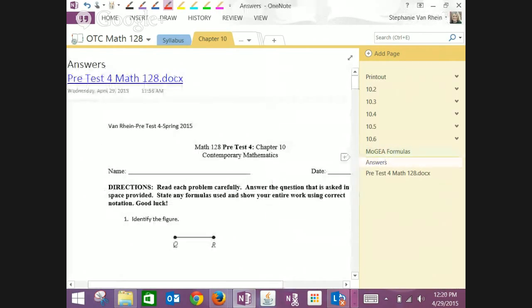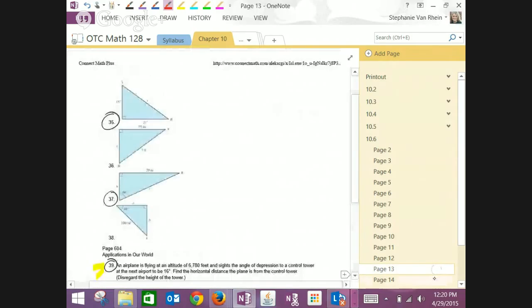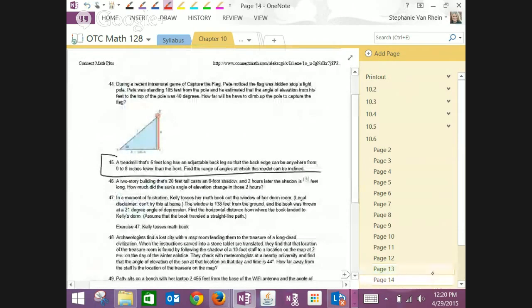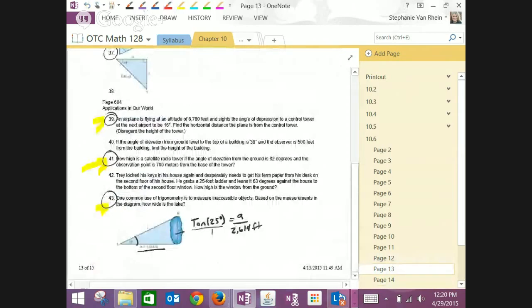That'd be really cool. Any other questions on the homework? I have a question. Okay. Number 41 and 45 on 10.6. And then I was wondering if we could do one for this. Yeah. So let's look at 41 first.